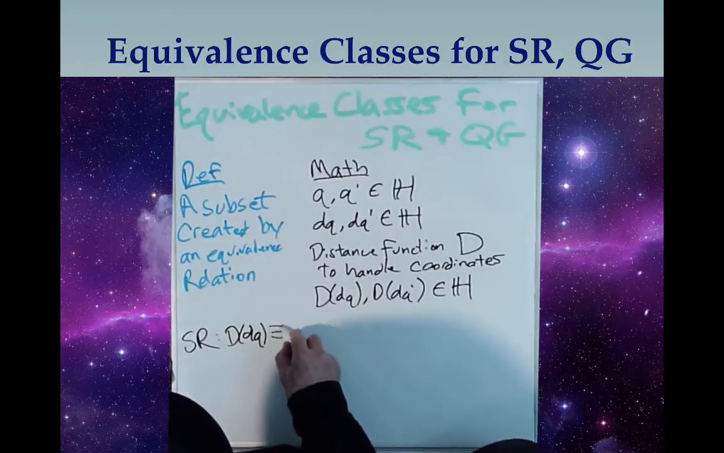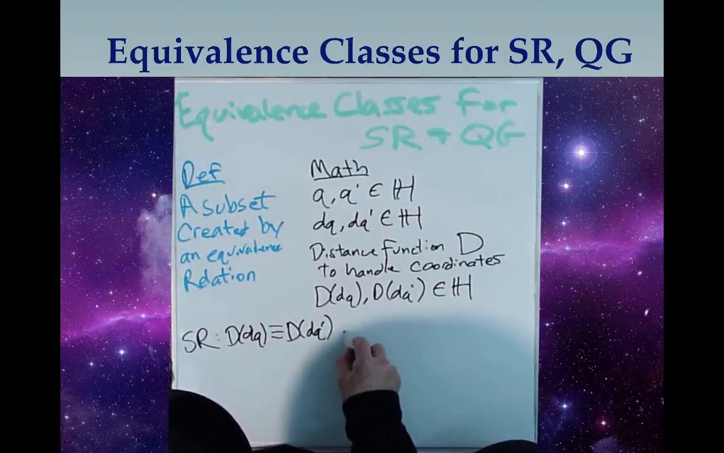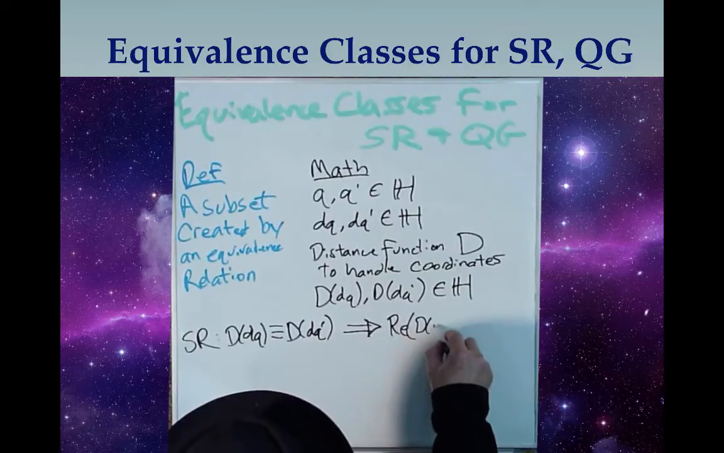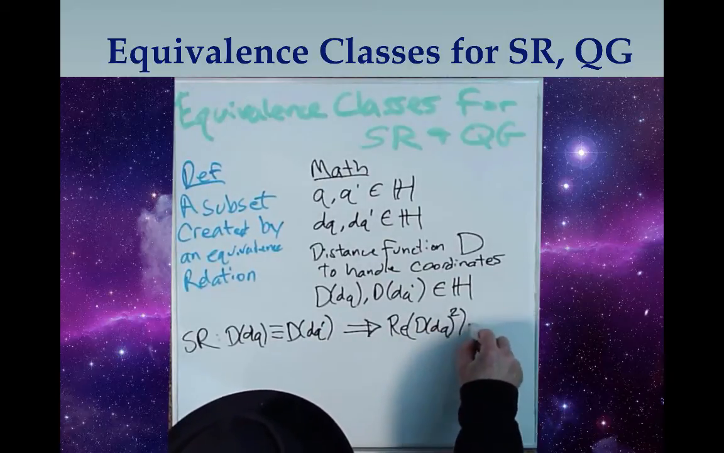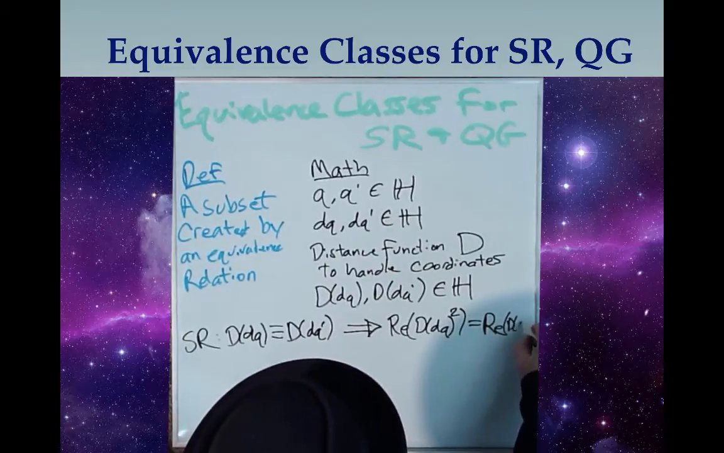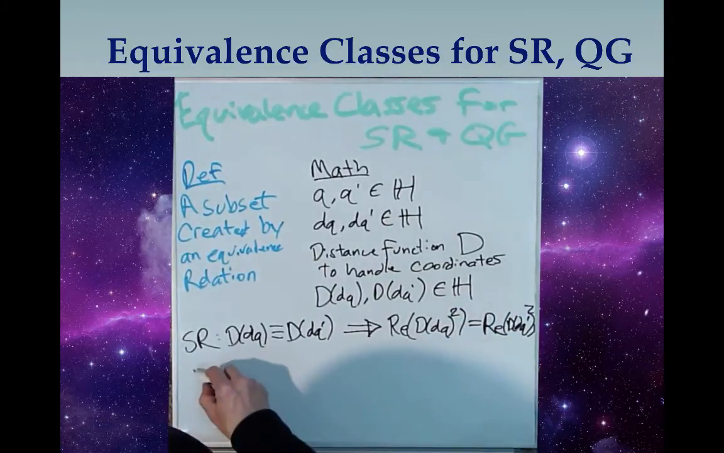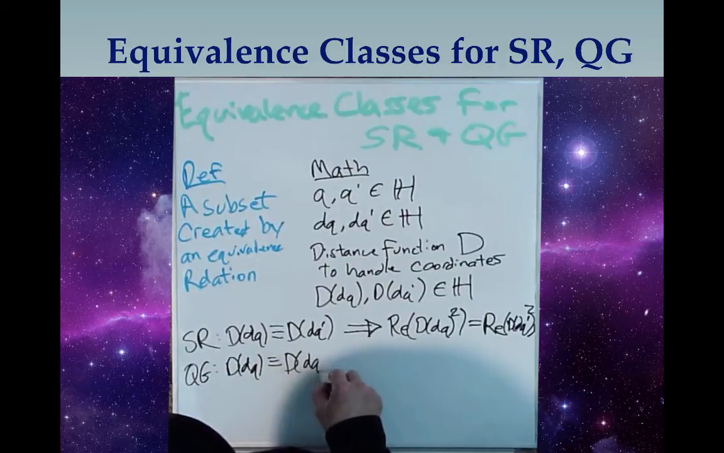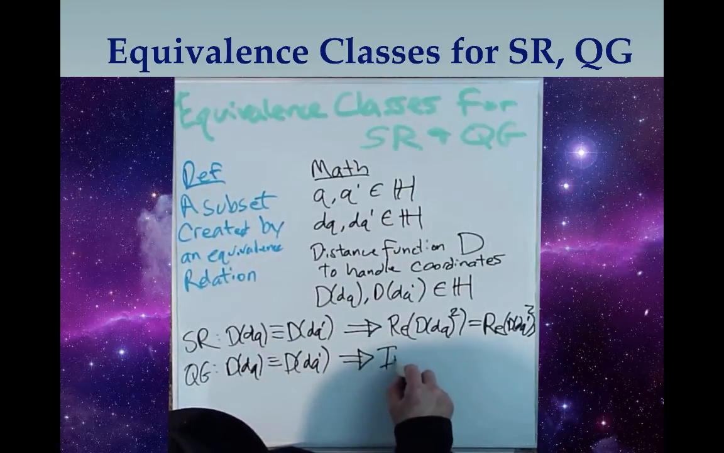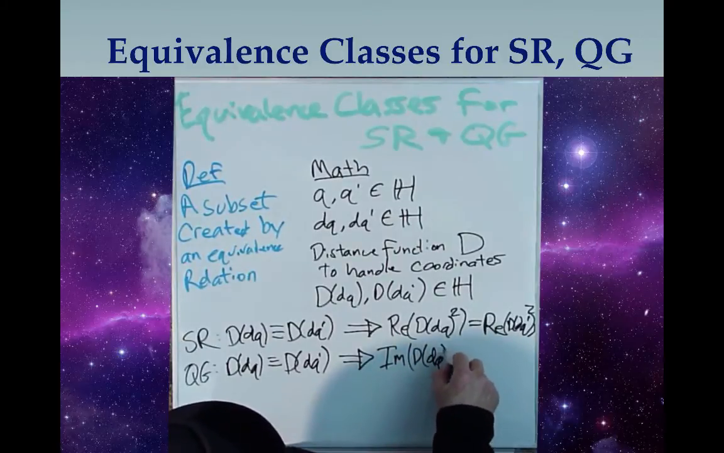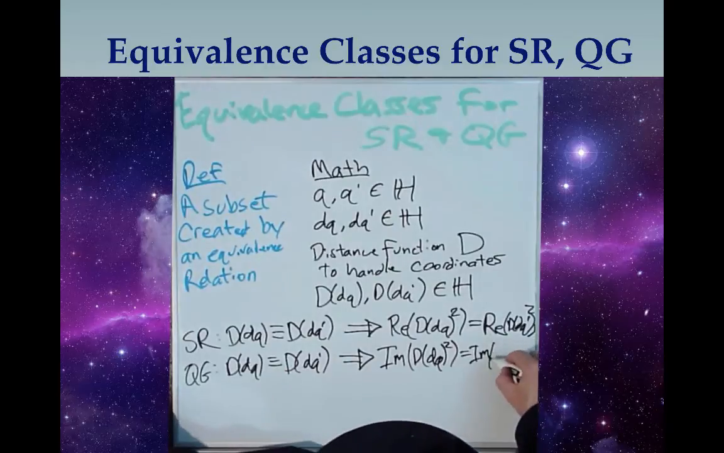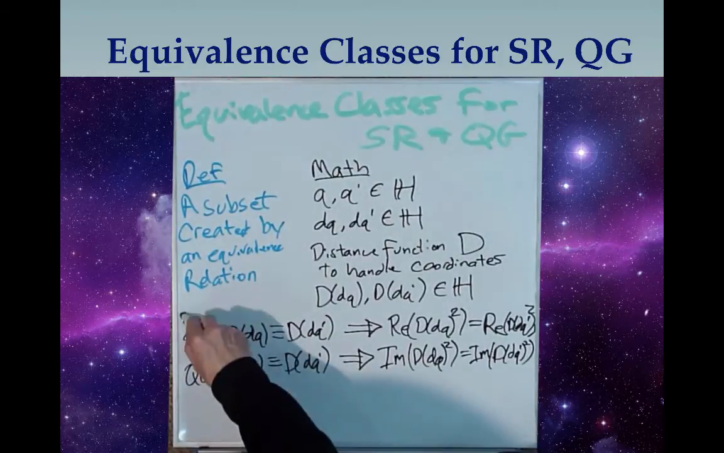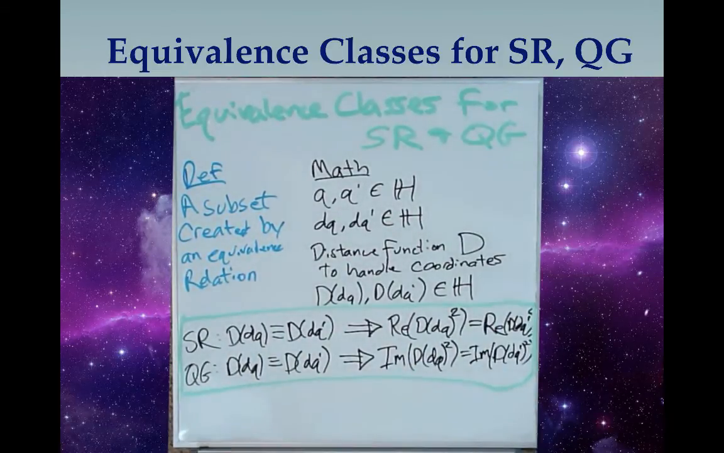So we've got this distance function is equivalent to the primed distance function if the real part of the distance of the unprimed guy squared equals the real part of the primed guy squared. All right? And then quaternion gravity is like its counterpart. We're saying those two are equivalent, the unprimed to prime, if the imaginary part of the distance function of a delta squared is equal to the imaginary part of the distance of the delta prime squared. Okay? And that's kind of basically it. Those are the two proposals.